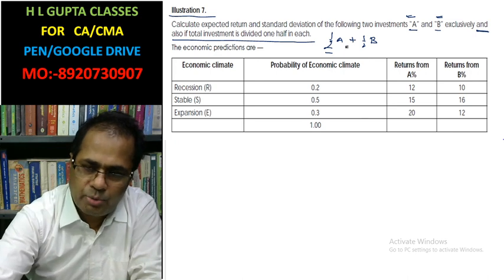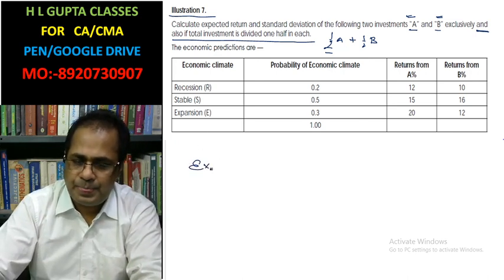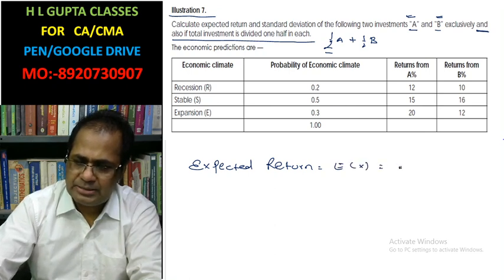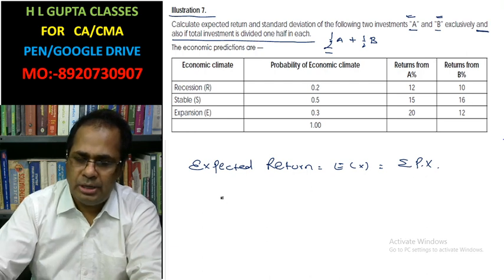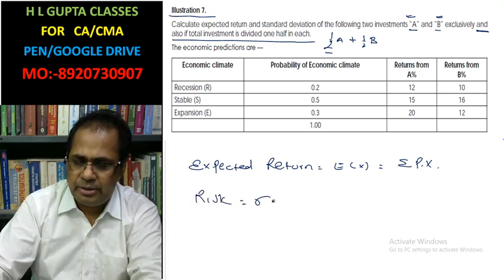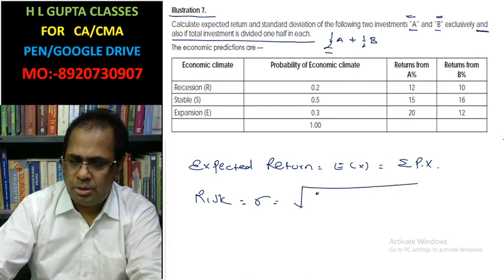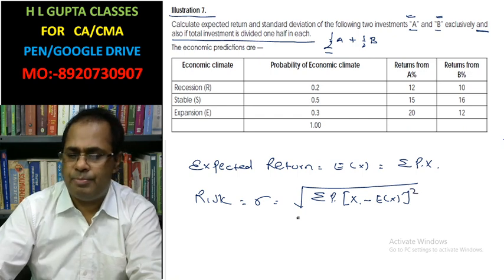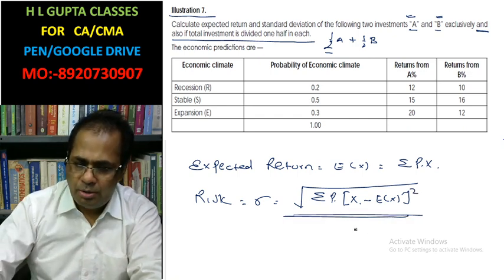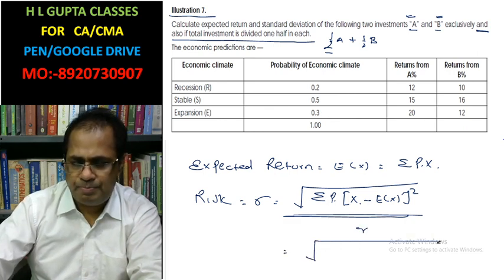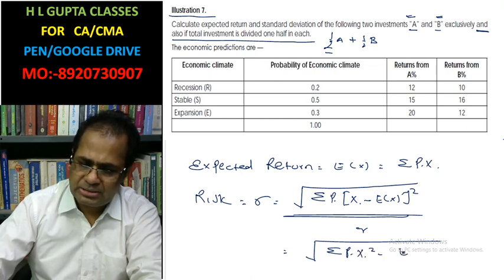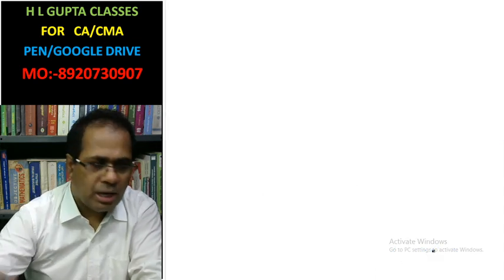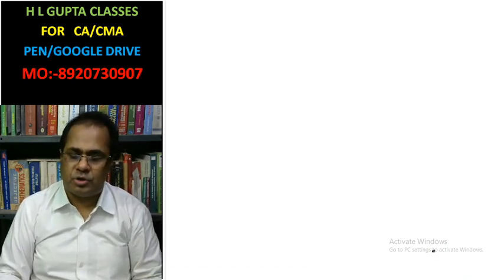Now I am going to calculate. What is the formula of expected return? Expected return is represented by E(X) and this is summation PiXi. Now risk is represented by standard deviation, and this is the square root of summation Pi (Xi minus expected X) whole square. Okay, this is the formula. Or the other formula you can write: standard deviation is summation PiXi square minus (EX) whole square. This is the other formula for calculating standard deviation. Okay, I am going to calculate the standard deviation and expected return for security investment A.